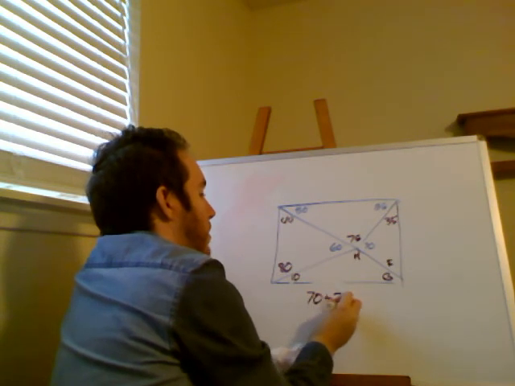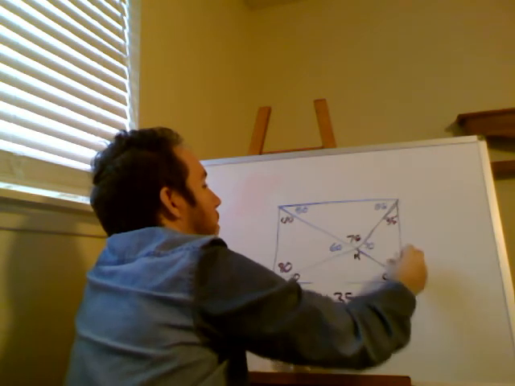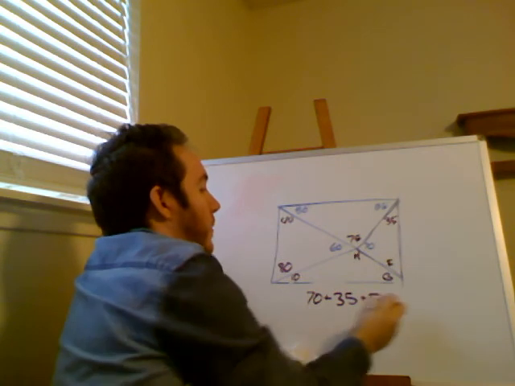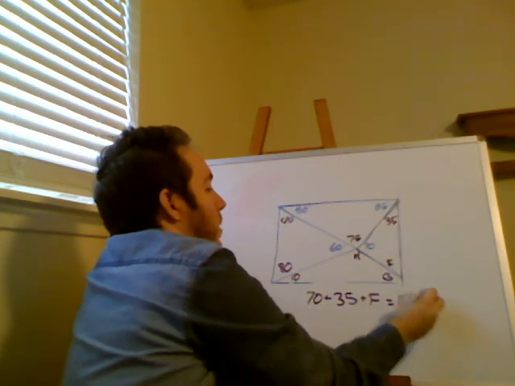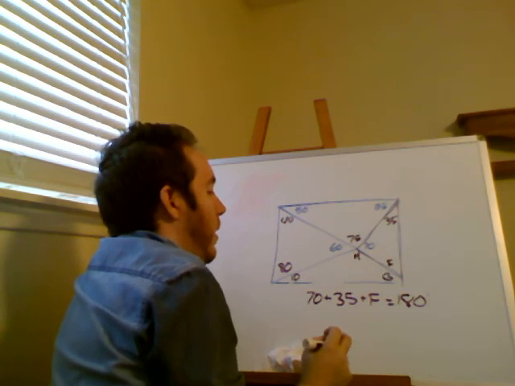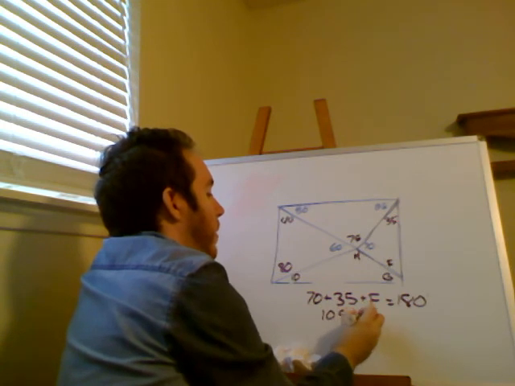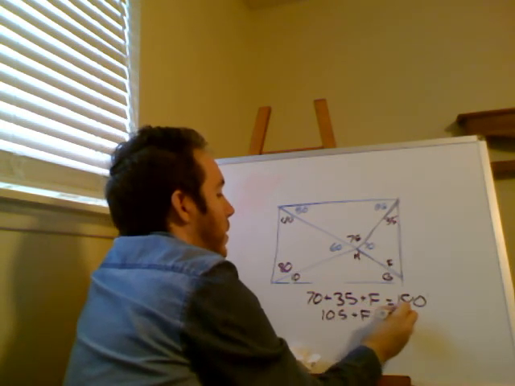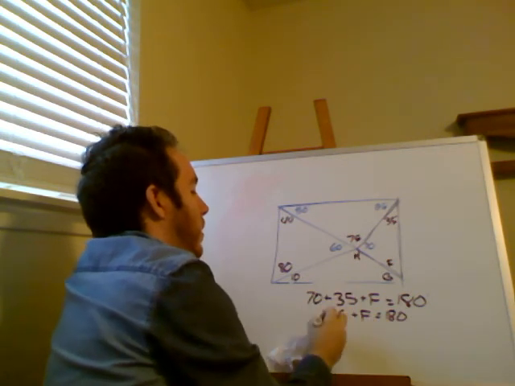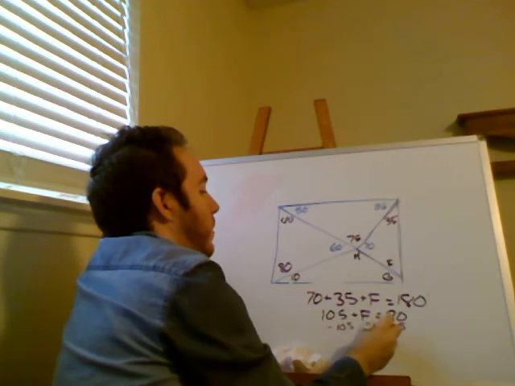70 plus 35 plus F, because we have the three corners of a triangle, and here F is the only missing angle, so these three values need to add up to 180. So 70 plus 35 is 105, plus F equals 180. So we subtract the 105 from both sides, and we get F equals 75.